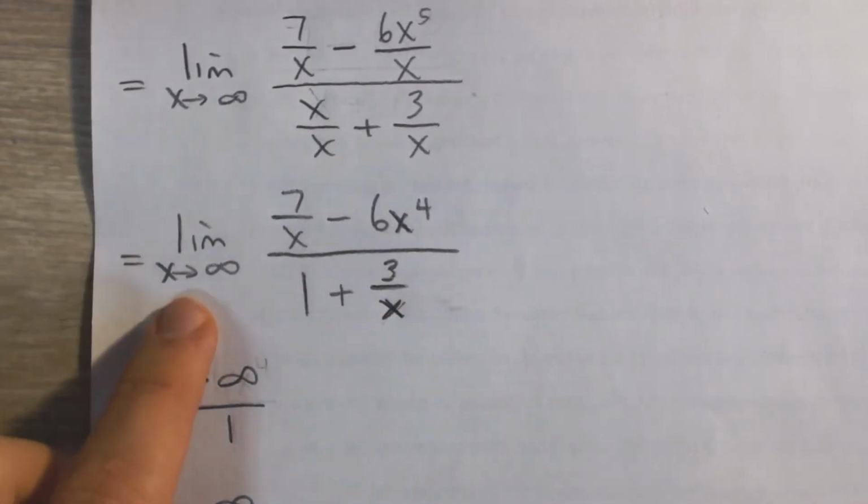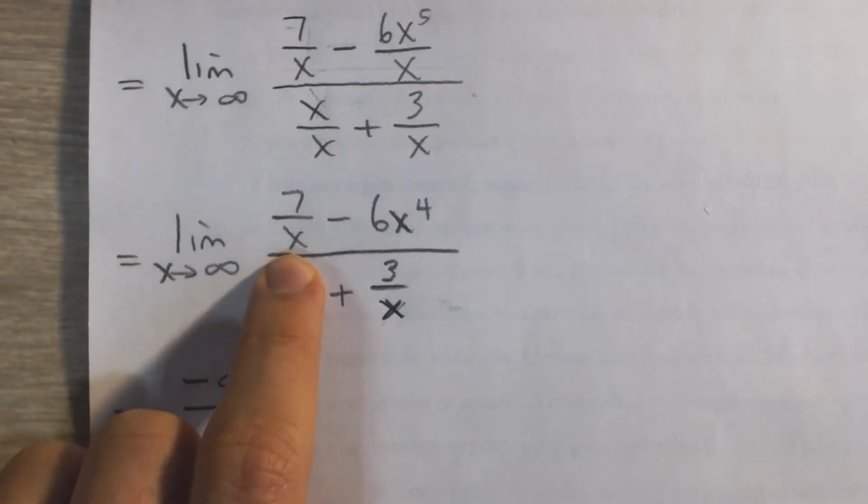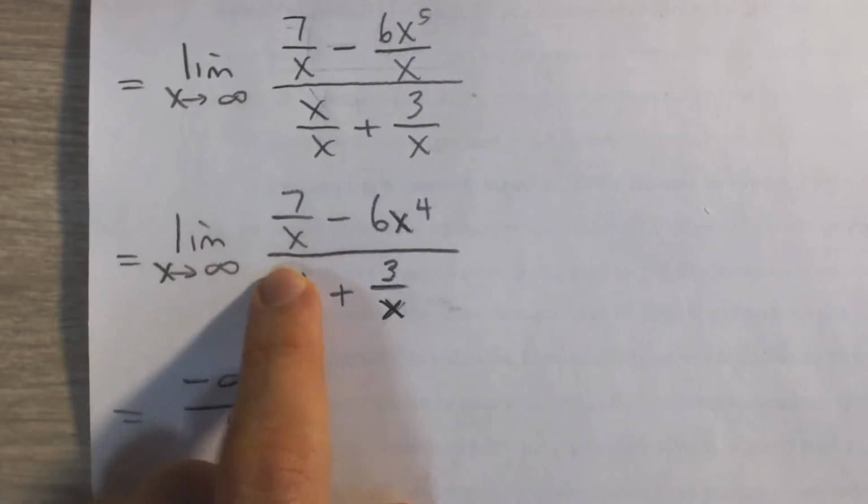So let's do that. As we take a look at the first term, 7 over x, as x gets very large positive, this number is going to approach 0, right? Because say x is a million, 7 over a million, that's very small. 7 over a billion, that's even smaller. 7 over a trillion, it's going to approach 0.